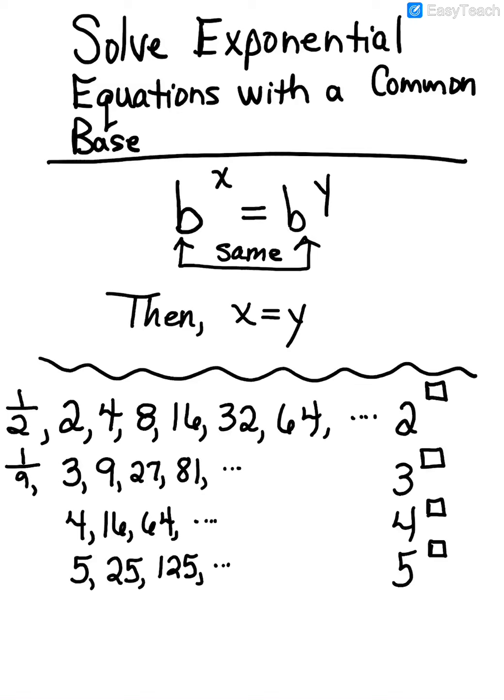So don't forget about when you have 1 over one of these numbers that we've listed. They are still powers of that same base. It's just that they are going to have negative exponents.